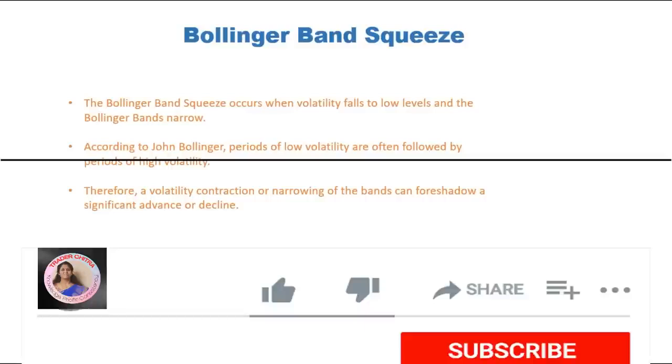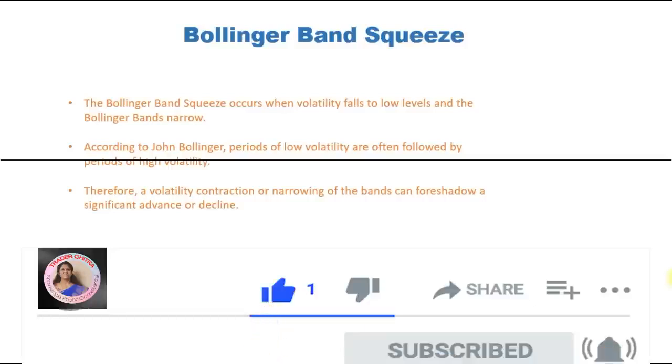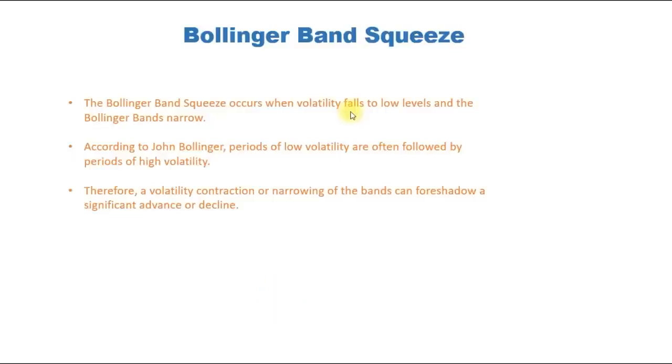What is Bollinger Band squeeze? Bollinger Band squeeze occurs when the volatility is very low. That is, volatility falls to a low level and Bollinger Band becomes narrow. That is, when the price is in the consolidation phase or the price is sideways. How can we identify that? We can easily identify it with the help of Bollinger Band. At that time the Bollinger Band will squeeze.